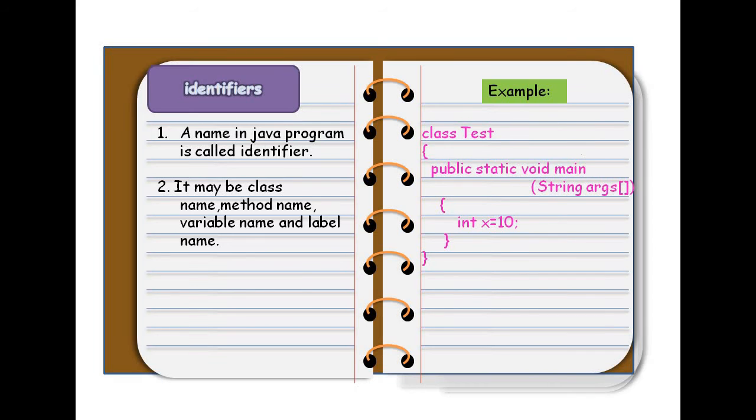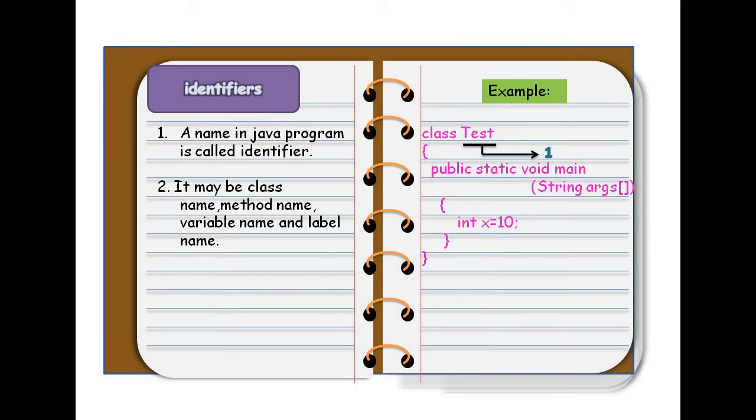Example. Here I have written an example, class test. Every Java program starts with a class, and it should have one main method, that is public static void main, and then it should have the class String and object as aux. Here I have defined int x is equal to 10, and then I close the method, and finally I close the class.